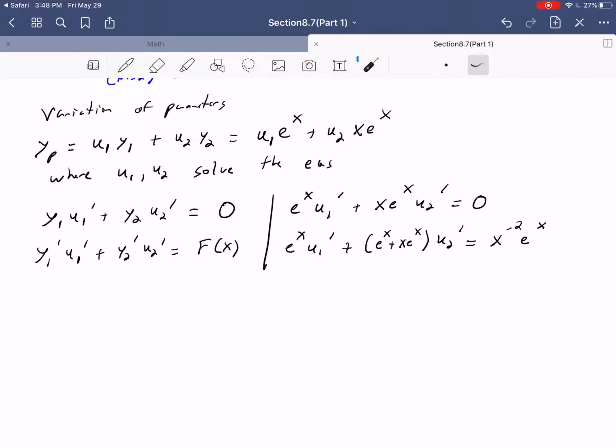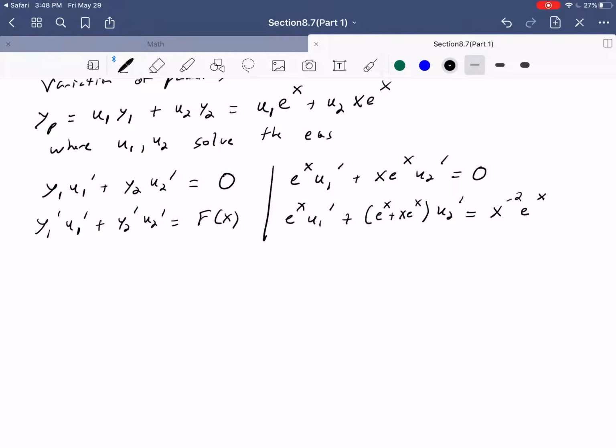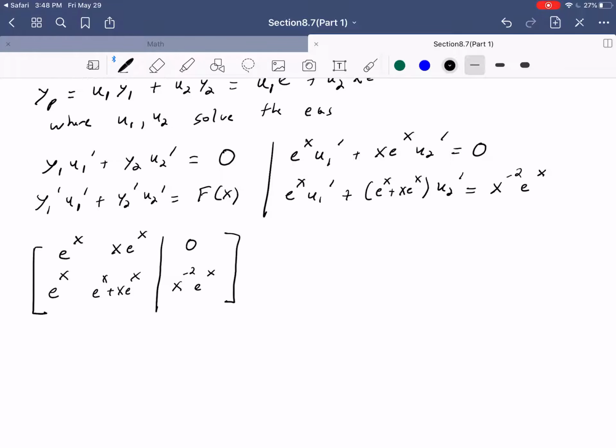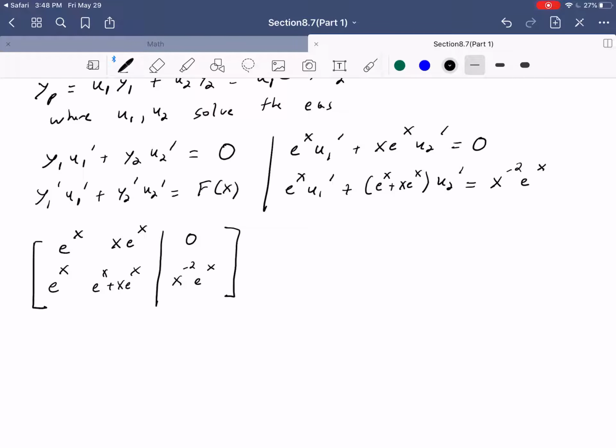Now, it might look a little weird, but we can go ahead and actually write this in a matrix form, in an augmented matrix form. So let's go ahead and take a look at what that would look like. The coefficients would be e to the x, e to the x, and then augmented with 0. And then we'd have e to the x and e to the x plus x e to the x. And we'd have x to the minus 2 e to the x.